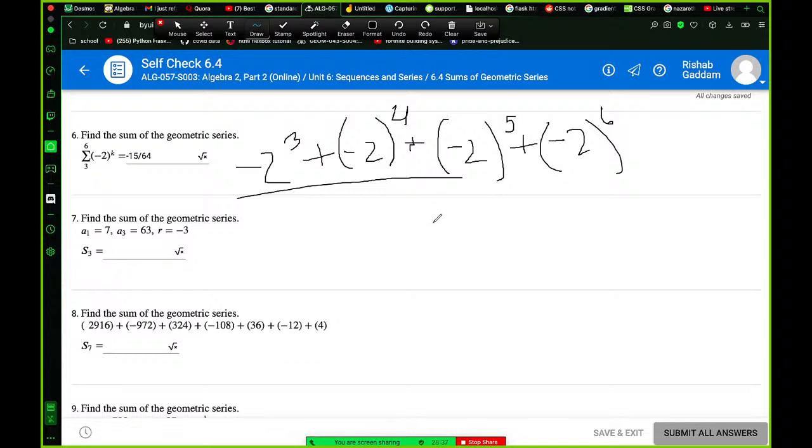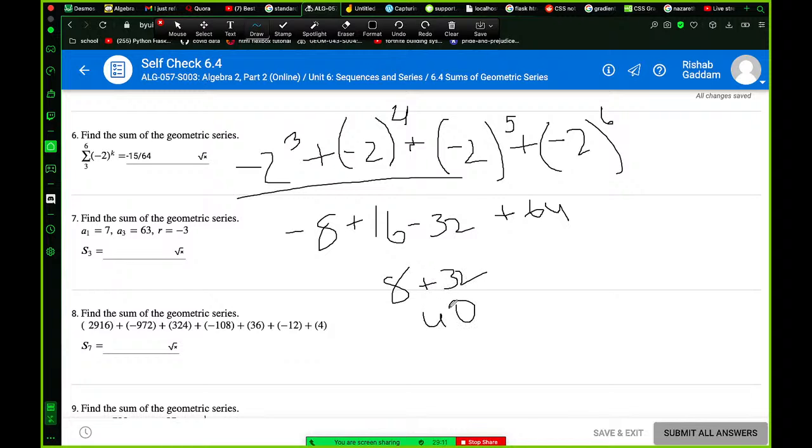Okay, so minus 2 to the power 3 would equal negative 8, and then 16, and then minus 32, and then plus 64. Then you basically just minus the stuff, and the answer's basically 40. Okay, yeah, I see.